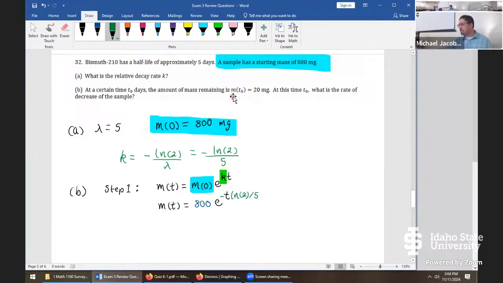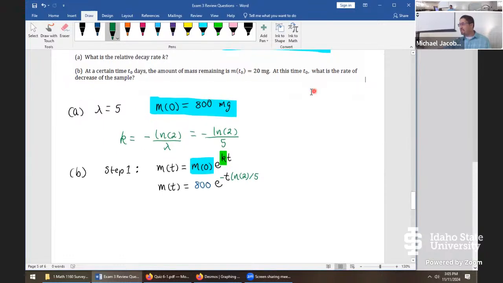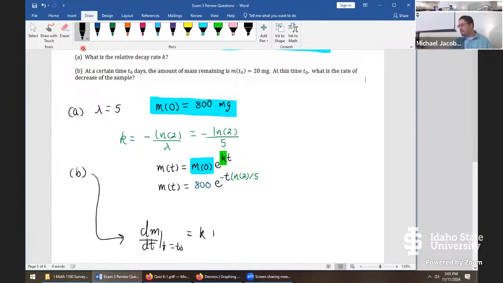So it says there's a certain time at which we have 20 milligrams. What is the rate of decrease of the sample at that time? Well, for step 2, looking at this, I'm not too sure we needed step 1, but hey, it's here just for the sake of the exam review, I guess. Let me rewrite this as for part B, we need to use an equation that goes dm/dt, evaluated at a time t equals t naught, equals k times mass at t naught.